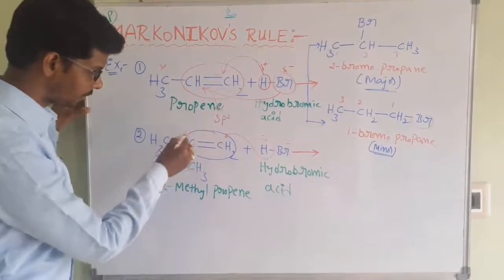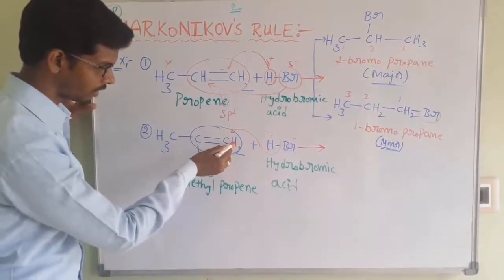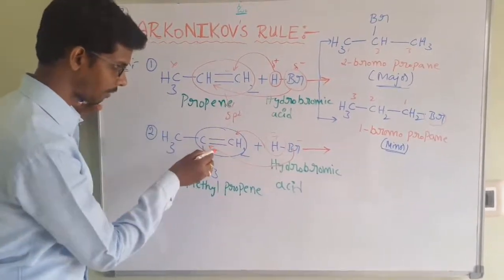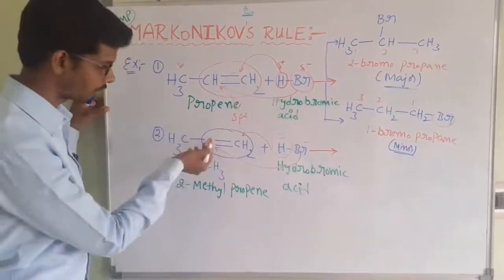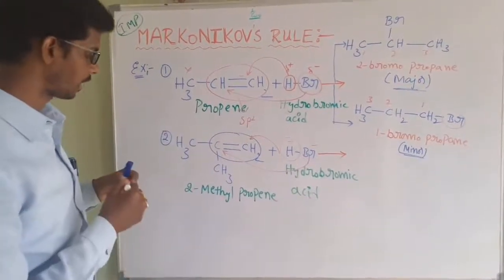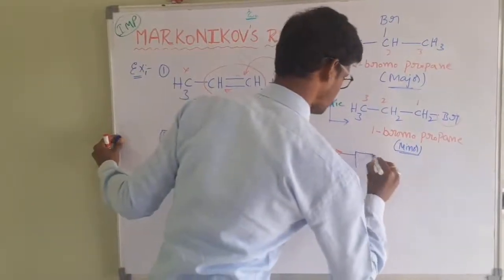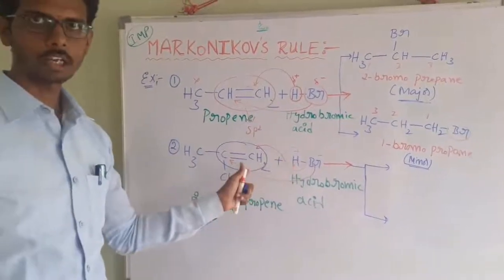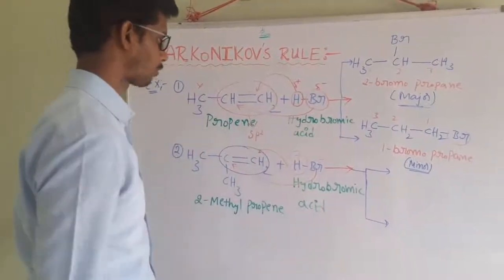Here the double bond is the reaction center. The positive part is added to the double bond carbon containing more hydrogens. The negative part is added to the carbon with fewer hydrogens. Here you should count hydrogens. Here there are no hydrogens present. The negative part is added to this carbon containing fewer hydrogens. Here, what is the product formed? Here also the major product is formed according to Markovnikov rule. The remaining product is taken as the minor one. What is the major product formed according to Markovnikov rule?